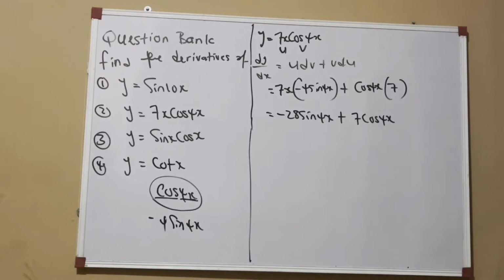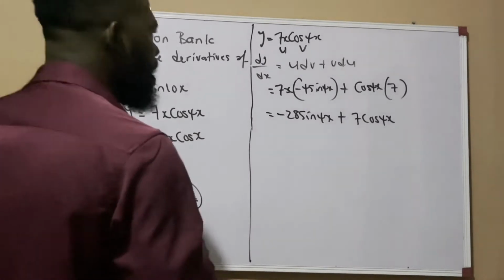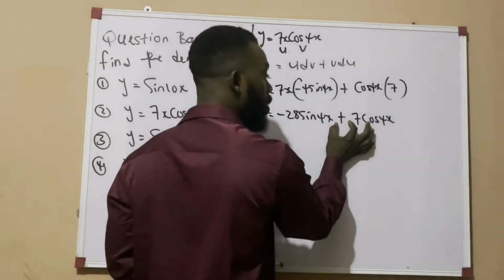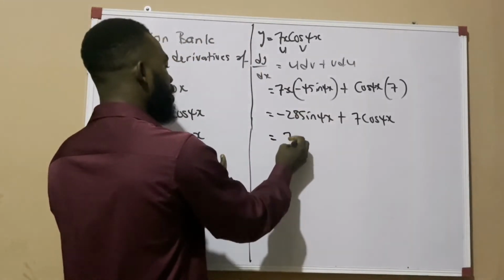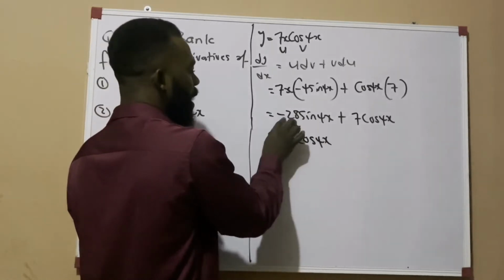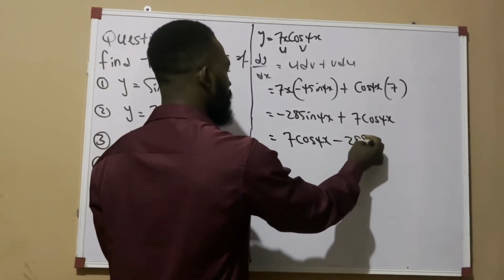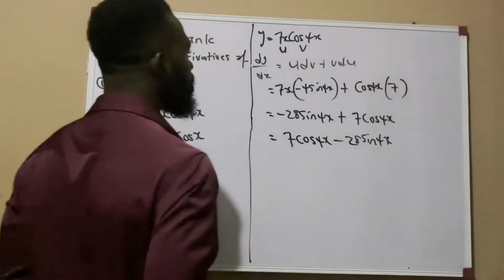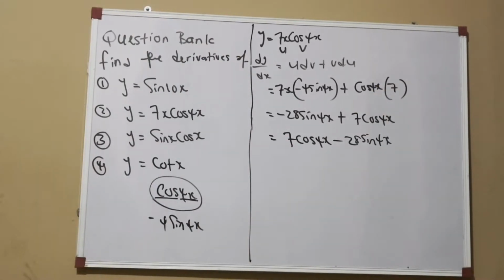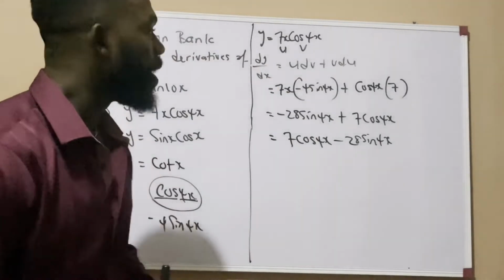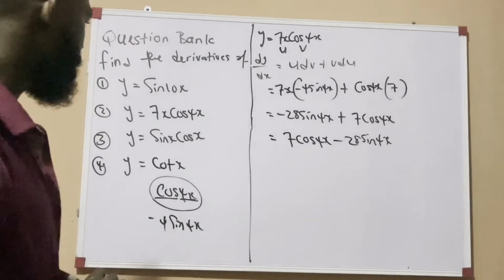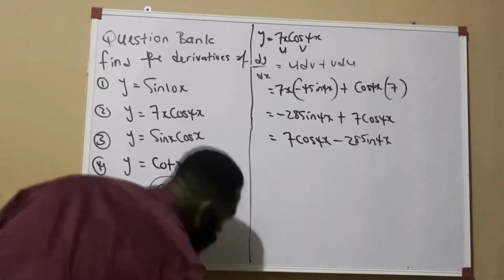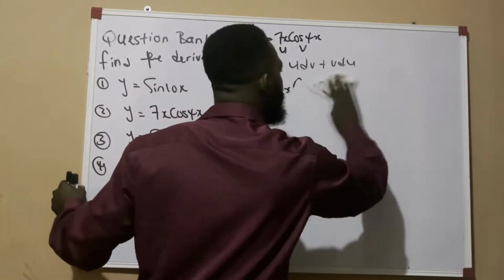In case the options are not like this, what we're going to do is simply bring the answer with the positive sign to the front and the answer with the negative sign to the back. So finally we're going to have 7 cos 4x, and the back becomes minus 28 sine 4x. So this becomes the answer when we apply product rule in solving 7x cos 4x. This is the answer to question number 2. So without wasting time, let us go to question number 3.